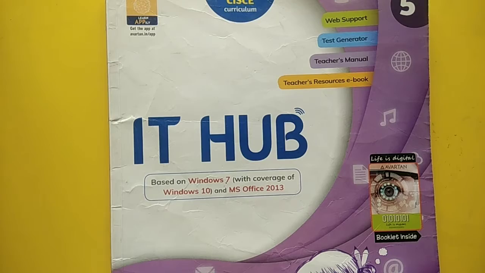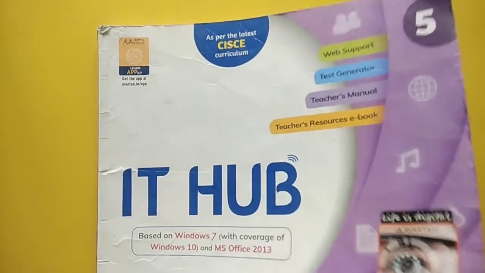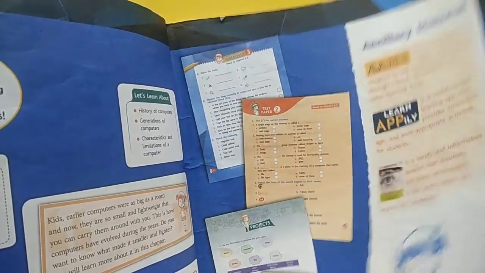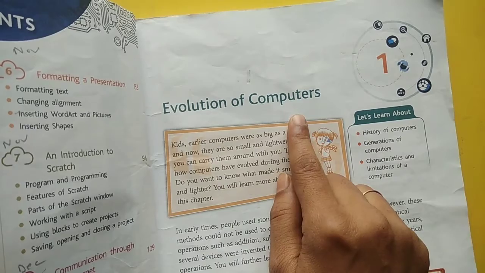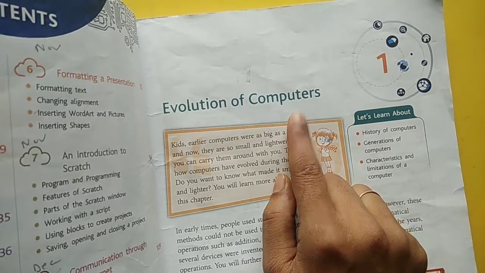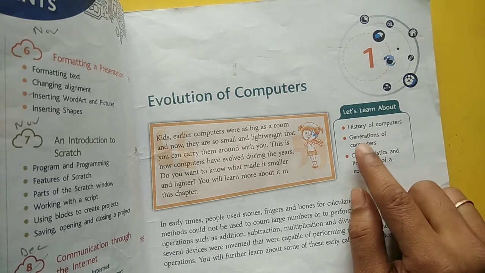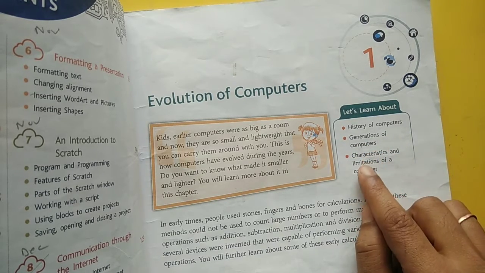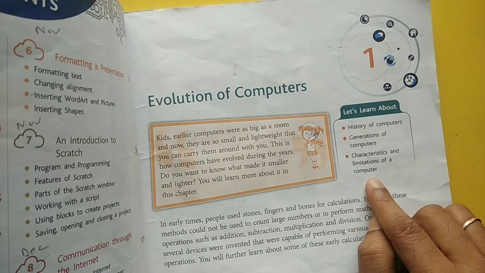Students, this is your book IT Hub, 5th class, and today we will read Chapter 1, Evolution of Computers. In this chapter we will read about the history of computers, generations of computers, and characteristics and limitations of computers.